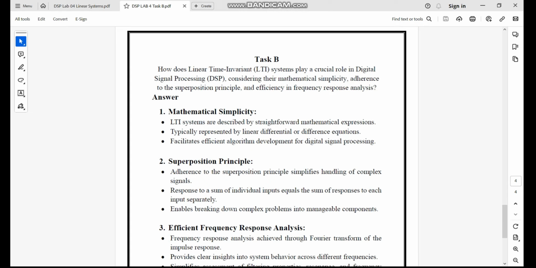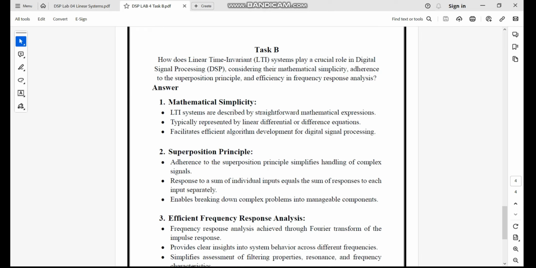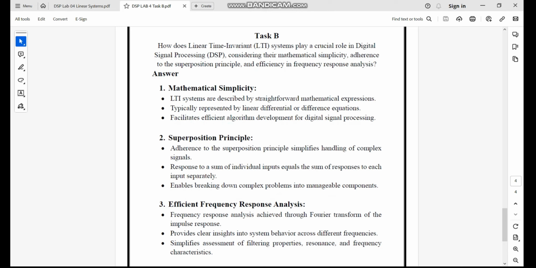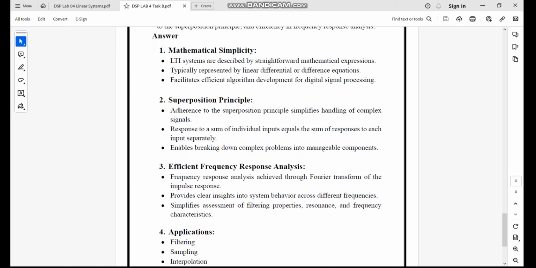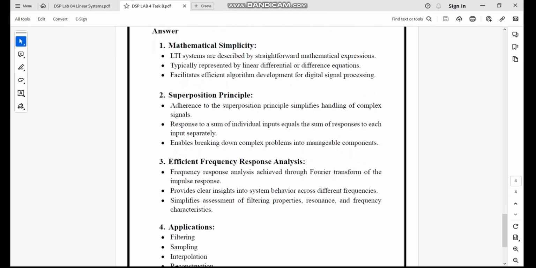Task B is how do linear time invariant systems play a crucial role in digital signal processing, considering their mathematical simplicity, adherence to the superposition principle, and efficiency in frequency response analysis. So, LTI (linear time invariant) systems maintain a constant response over time, exhibiting linearity and time invariance. They adhere to the superposition principle, allowing for straightforward analysis and processing, especially in the domain of digital signal processing.